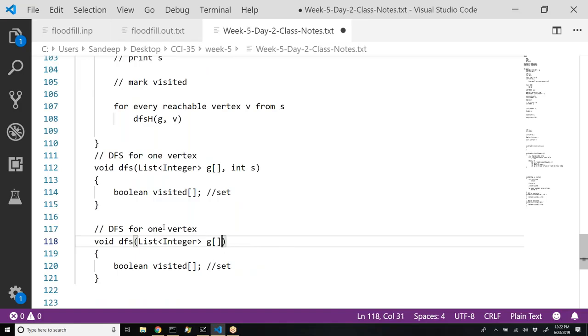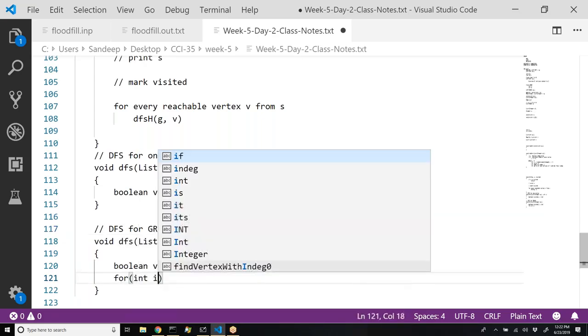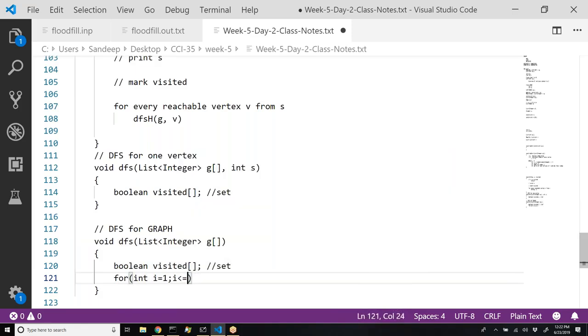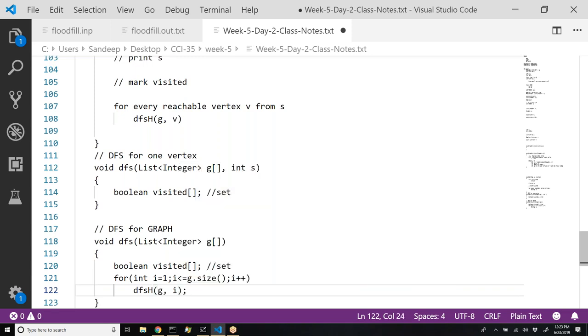We will not get S. DFS for graph will be giving us just the graph. So what we will do is, for every vertex I, we will call DFS of that vertex, G and I. Does this make sense, Prakash?